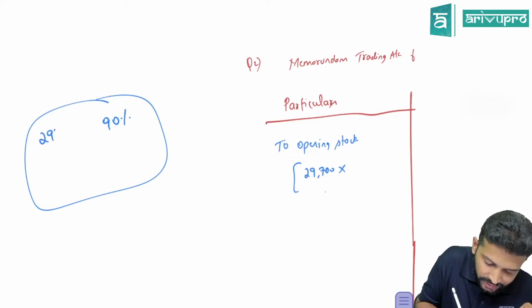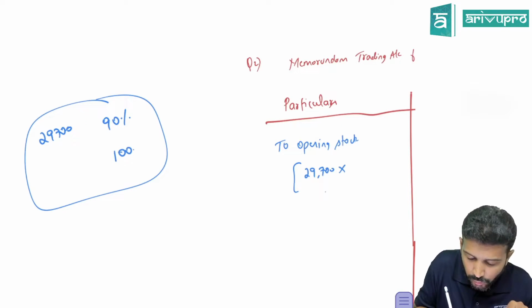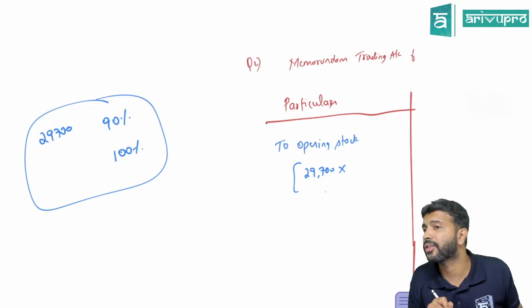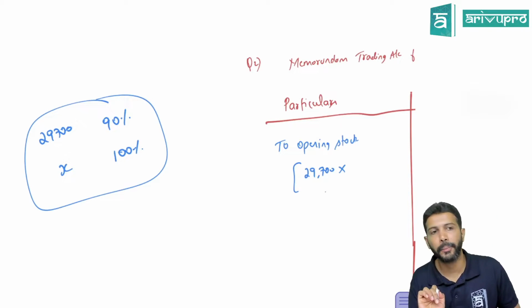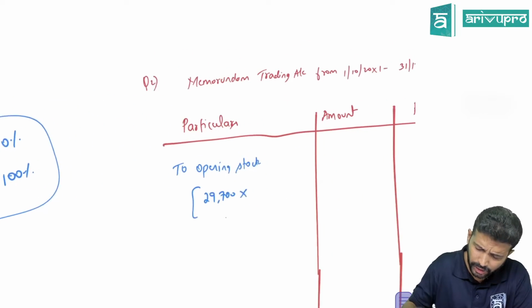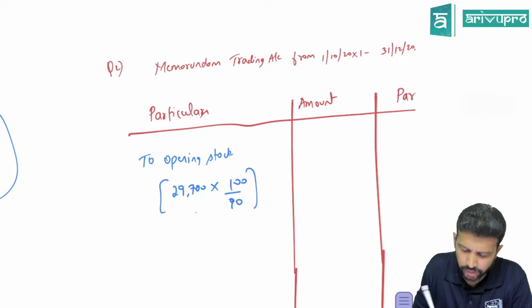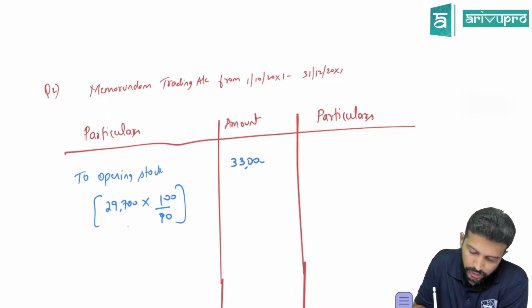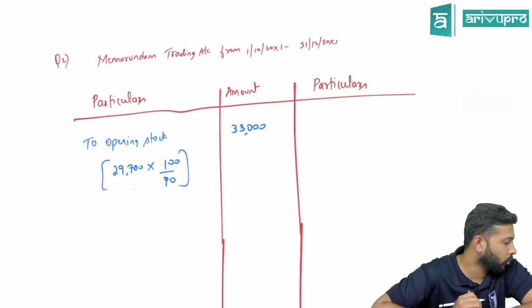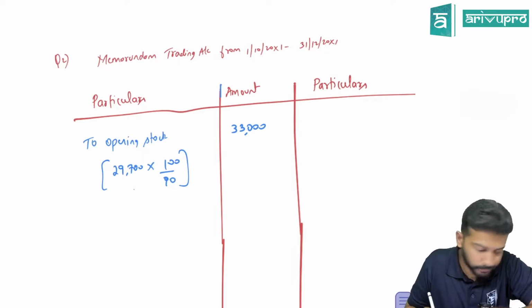Valued at 10% lesser means valued at 90%. So 29,700 is the value for 90%. We want the correct value, which is 100%. For 100%, how much? 29,700 represents 90, we want 100, so do 29,700 into 100 divided by 90. That's all. 33,000 is the correct value of opening stock. Did everyone get this, online, offline, everyone?